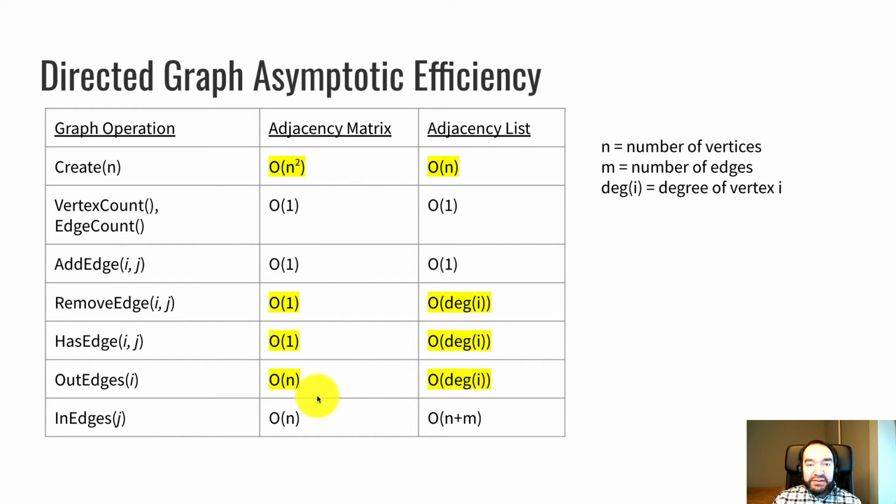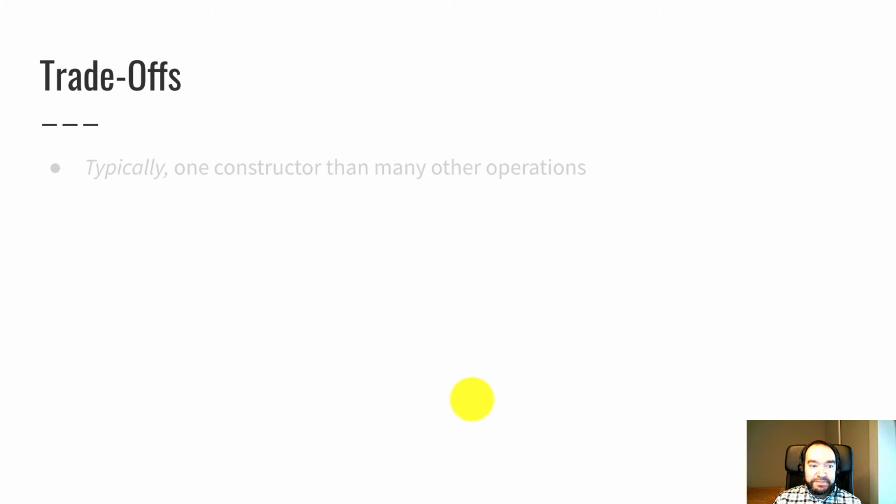And then in edges, to get the list of incoming edges, it's big O of n in the matrix, big O of n plus m time in the list. Those are two kinds of linear time. They're basically the same. There is a difference that matrix is proportional just to the number of vertices, whereas list, it's the number of vertices plus the number of edges. But in edges is a less frequently used operation, and they're both a kind of linear time, so we're not really going to focus on that distinction.